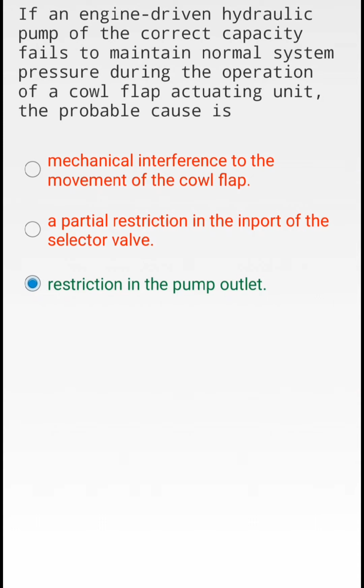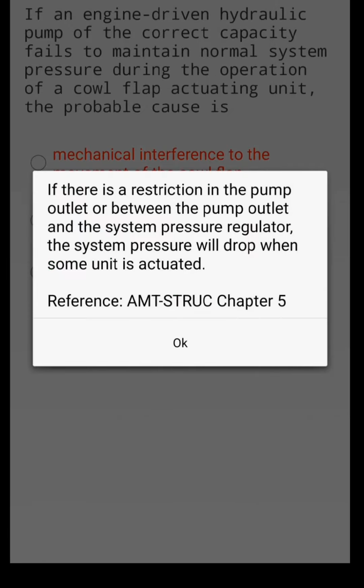If an engine-driven hydraulic pump of the correct capacity fails to maintain normal system pressure during the operation of a cowl flap actuating unit, the probable cause is a restriction in the pump outlet. If there is a restriction in the pump outlet or between the pump outlet and the system pressure regulator, the system pressure will drop when some unit is actuated.